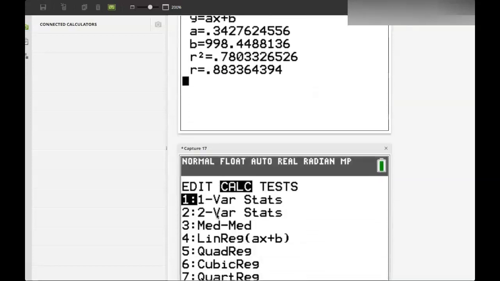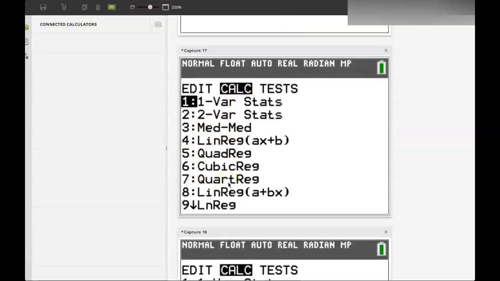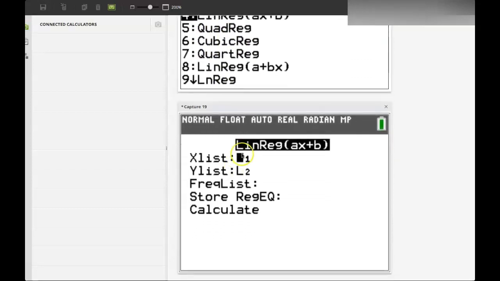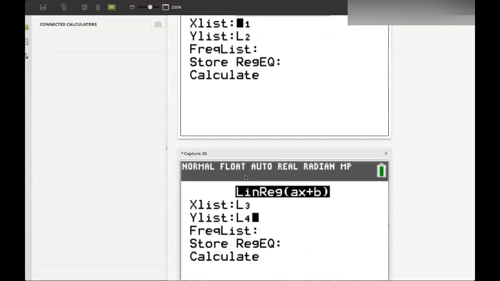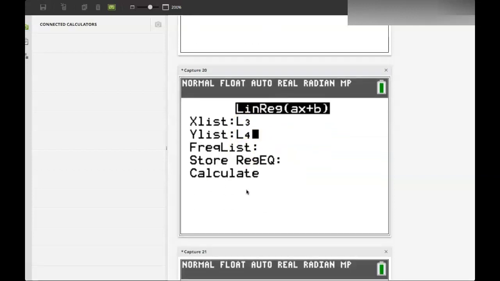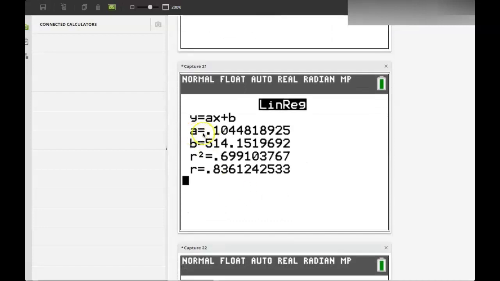And for females, same thing. Stat, calculate, scroll down, number 4. So we have number 4, enter. Now instead of L1, L2, you should have L3, L4. So press second, then for L3, you need to enter 3. So second, 3. And second, 4, you have L4. Then enter. Here is what we have for females. The slope is that number, the y-intercept, and the correlation coefficient.